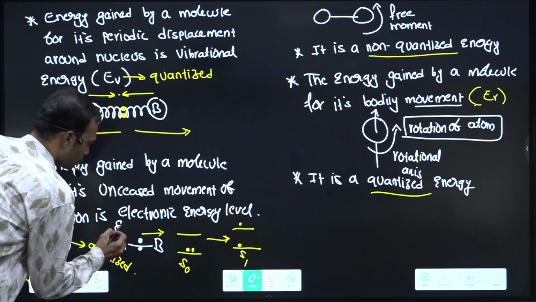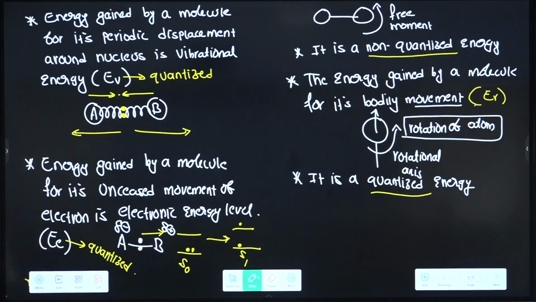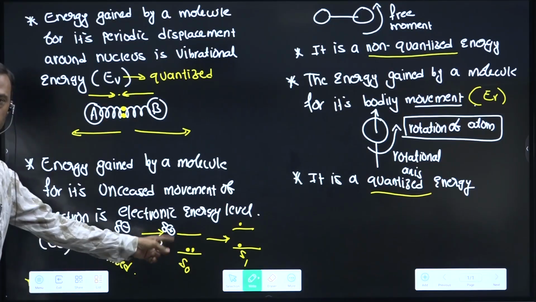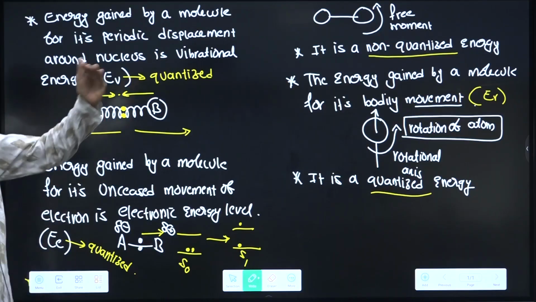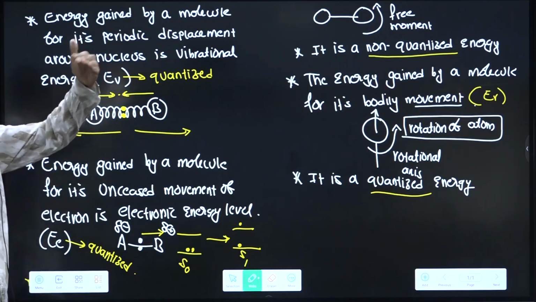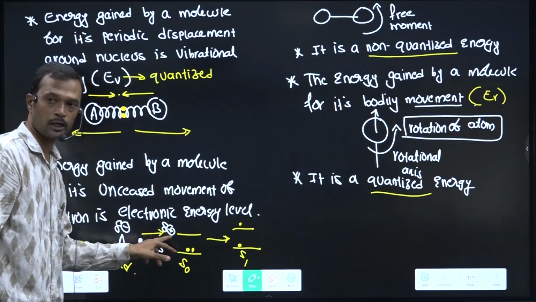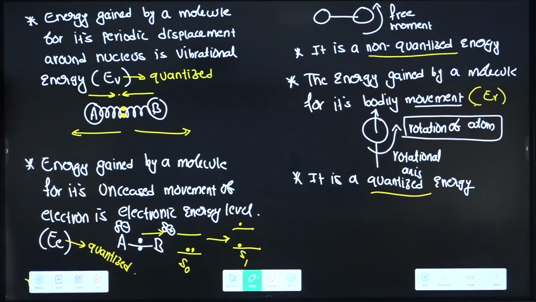Suppose here if it is a negative pole and here a positive pole, electrons always tend to move towards the positive side only. Because electron carries which charge? Negative. Negative will always try to move towards the positive side. That is called unceased movement of electron. Electron is moving from one state to another state. It will go to that side where attraction is very high, and attraction of electron is very high only if they carry positive charge. This is called unceased movement of electron.